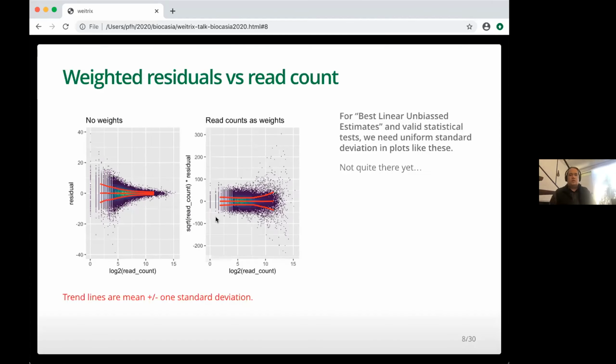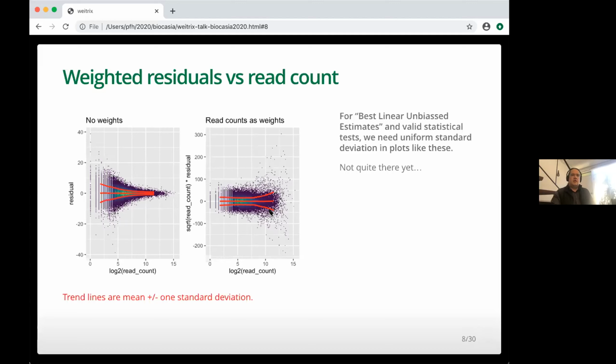Now, if we're using weights, the appropriate way to plot them in this sort of plot is to multiply the residuals by the square root of the weights. And if that's a good set of weights, then we'll get straight lines, a uniform value for the standard deviation. But you can see in this case, it's fixed up the left-hand side, but the right-hand side we've sort of stretched out too much. So there's some biological variation in this data that a somewhat naive choice of weights hasn't accounted for.